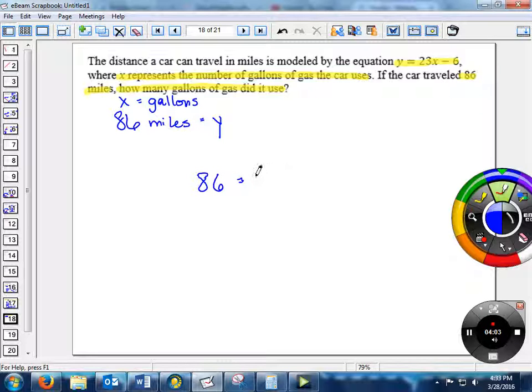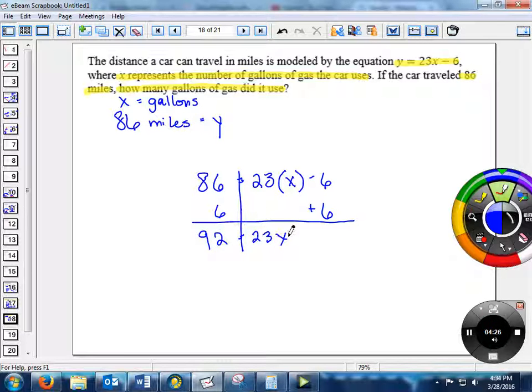So this would be 86 equals 23 times x minus 6. And now we're going to solve for x using a two-step equation. So in order to get my x by itself, I first need to add 6 to both sides. And I'm left with 86 plus 6 is 92 equals 23x. 23x is multiplication. The inverse operation is division. I'm going to divide everything by 23. And 92 divided by 23 is 4. X would equal 4. So what that means is that they used 4 gallons.